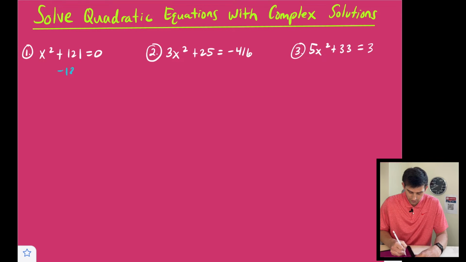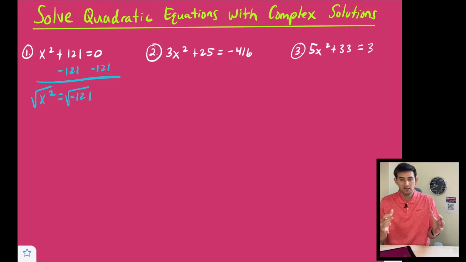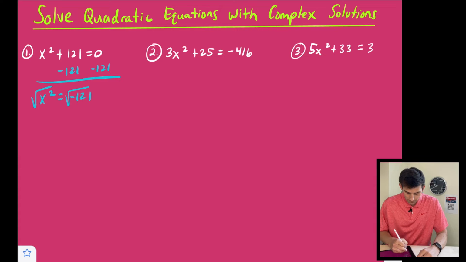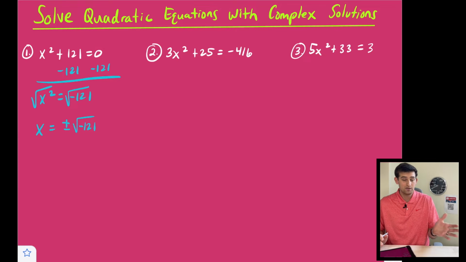So let's subtract 121 from both sides. So we get x squared is equal to negative 121. Now we're going to take the square root of both sides. And right, so immediately we see we're trying to take the square root of a negative. So we know there's going to be an imaginary number a part of our solution. So now we could write this as x is equal to positive or negative square root of negative 121.